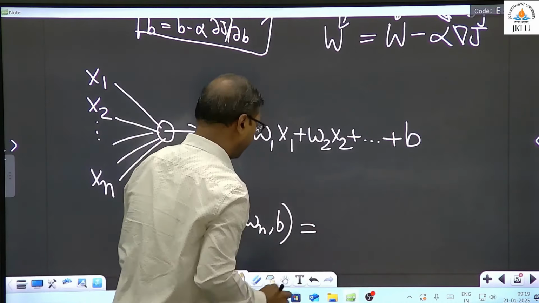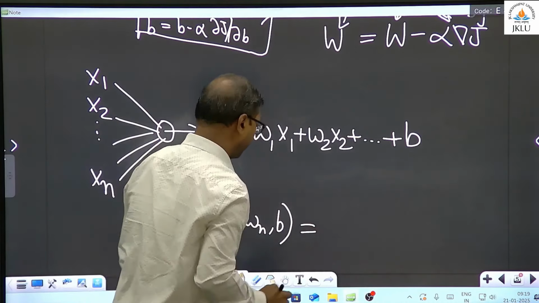Now, what is the output in case of linear regression? So we can again draw this. In case of linear regression, I have this line as my output, okay.